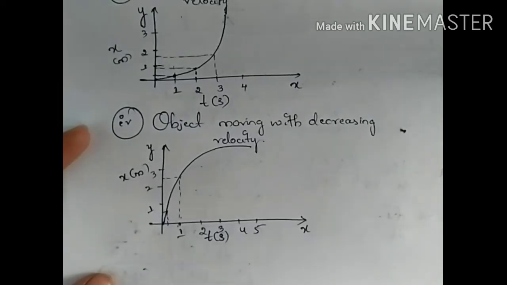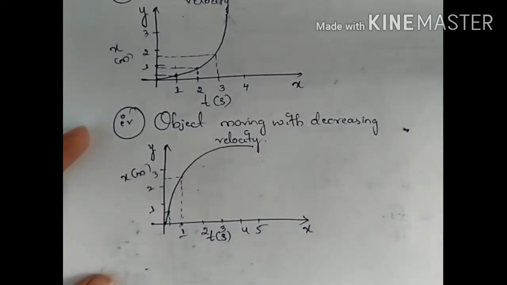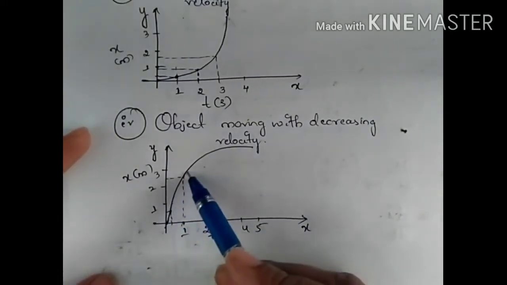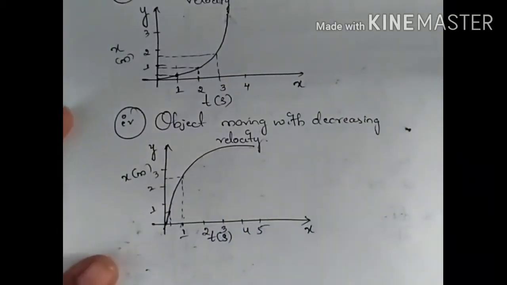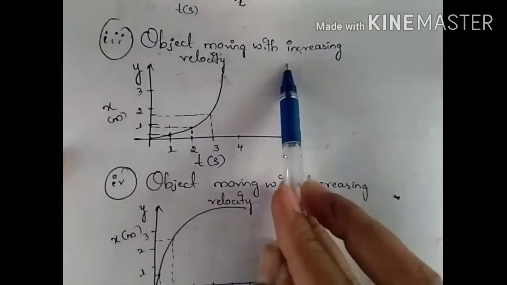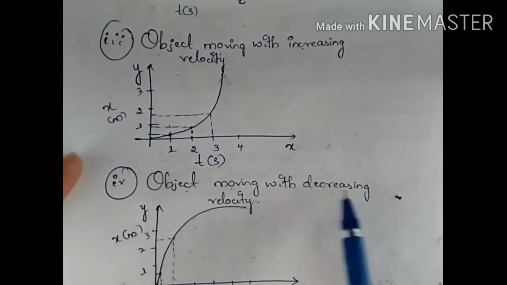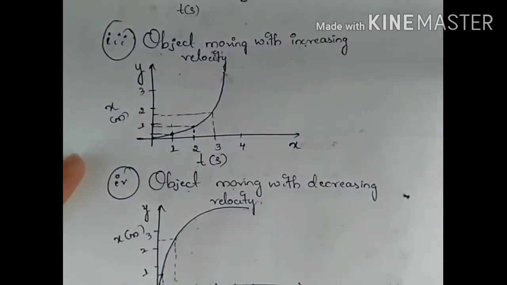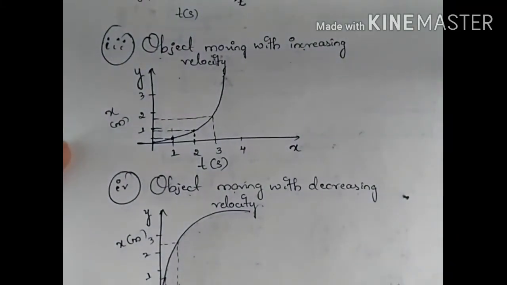If you take the ratio of displacement by time for different points, then you will see the graph shows this nature. So this is for an object moving with increasing velocity. This is for an object moving with decreasing velocity. So these are the position time graphs that are possible for different cases.